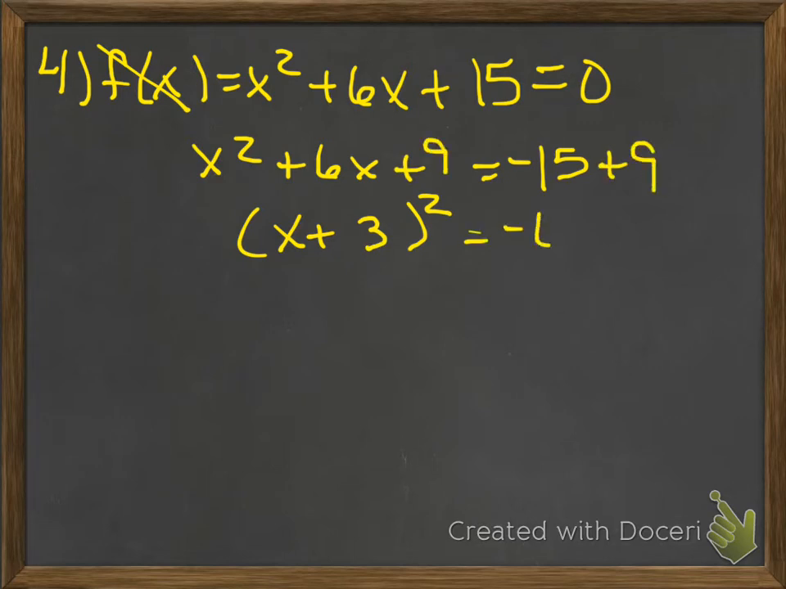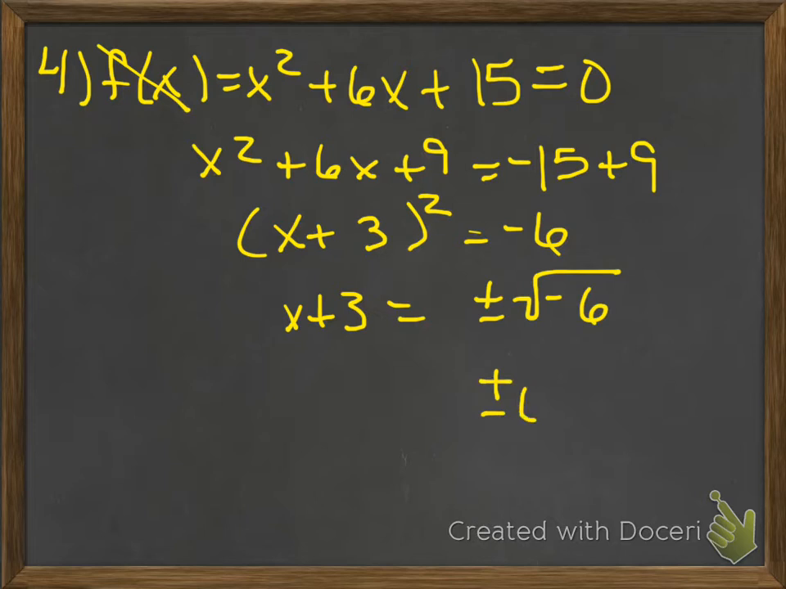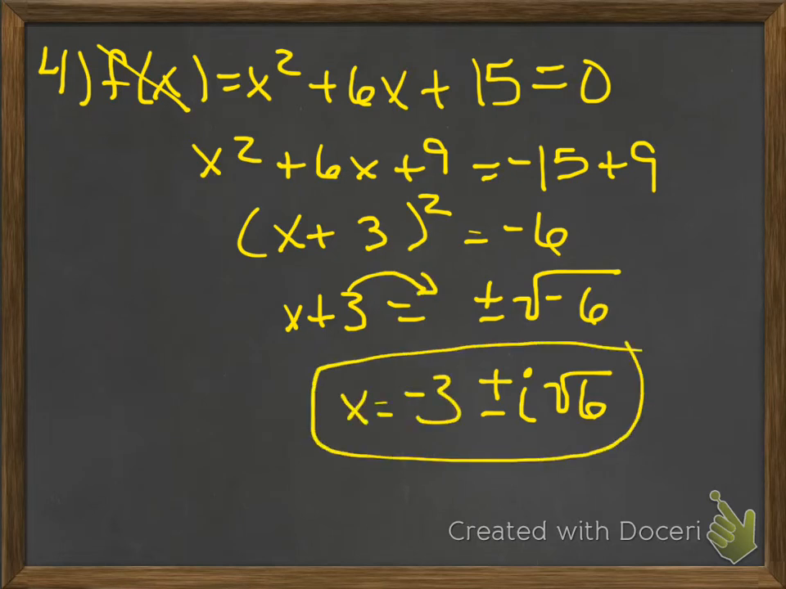You get negative 6. Take your square root. You've got x plus 3 is equal to plus and minus the square root of negative 6. Remember, that negative is going to be an i, so plus and minus i square root of 6. Move the 3 over, and that will give me negative 3 plus and minus i square root of 6. If you have questions, feel free to call me over, or if you're already at home, you can send me a question through Edmodo.